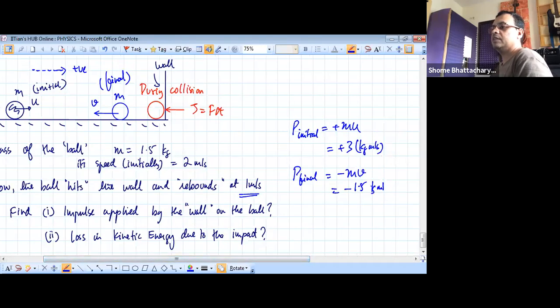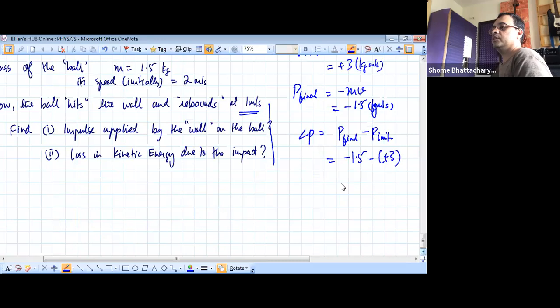This is my final momentum. So what is the change in momentum? Delta P is equal to final minus initial. So it is minus 1.5 minus of plus 3. So it is minus 4.5 kg meter per second. And the minus sign is just showing you the direction.